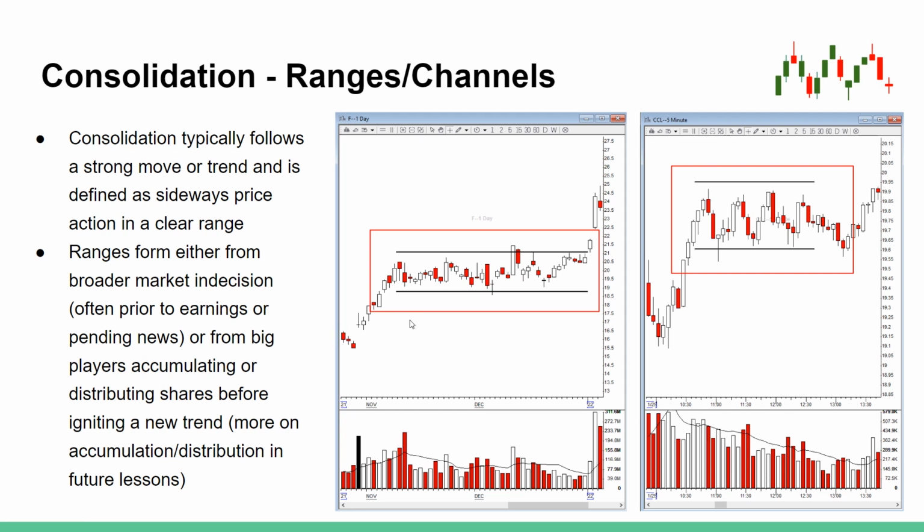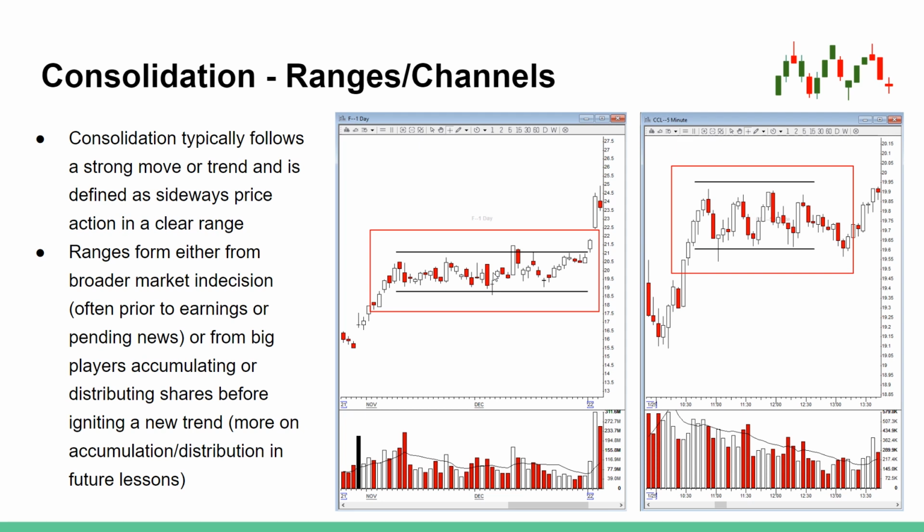So if you look at Ford on the daily chart here, you can see that it pretty much chopped between $21 and $19 for about a month and a half and consolidated in this range. This happens for a few different reasons. Could be due to market indecision, so often you'll see consolidation prior to an earnings announcement or maybe an announcement from the Federal Reserve.